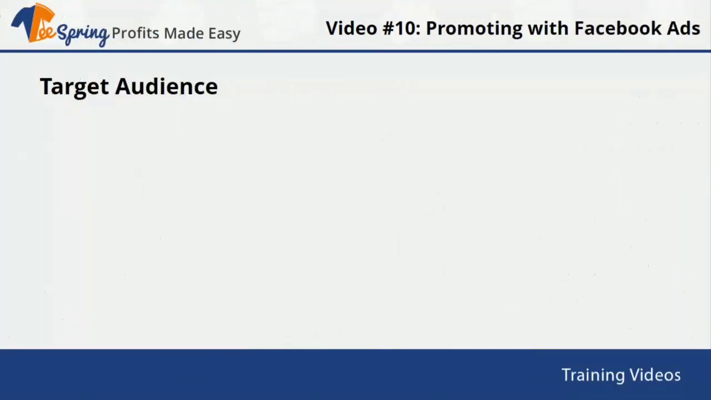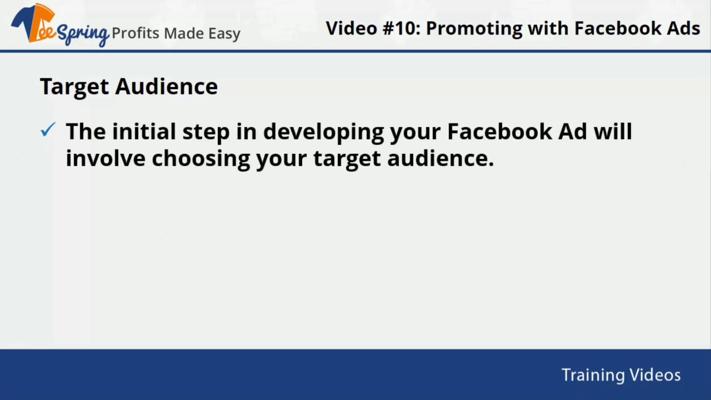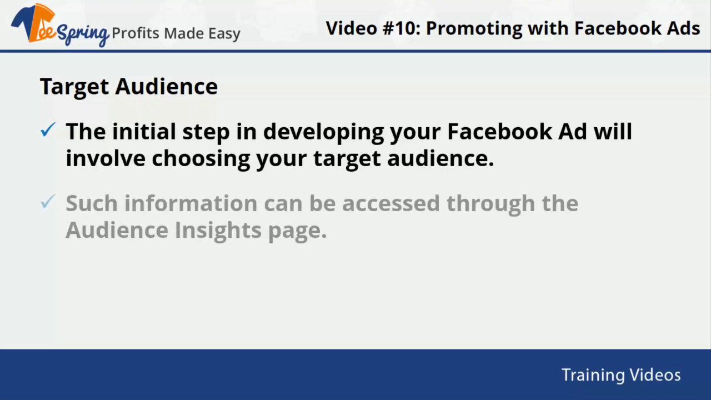Target audience. The initial step in developing your Facebook ad will involve choosing your target audience. Facebook allows you to target your campaign to an audience from various locations, gender, age, interests, languages, and behaviors. Such information can be accessed through the Audience Insights page that shows you an approximate reach for your ad. Ensure your audience selection is fairly narrow if you wish to get the best results from your Teespring campaign.